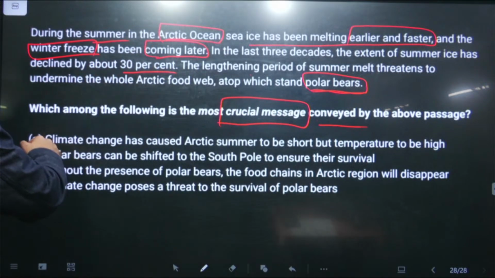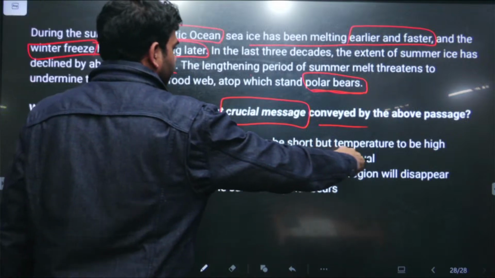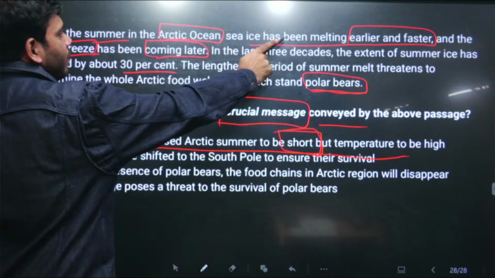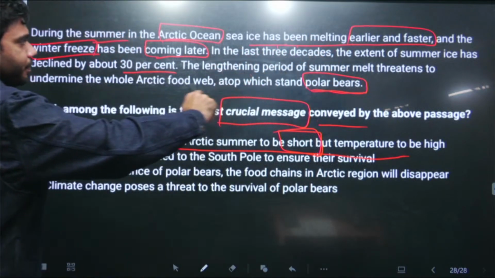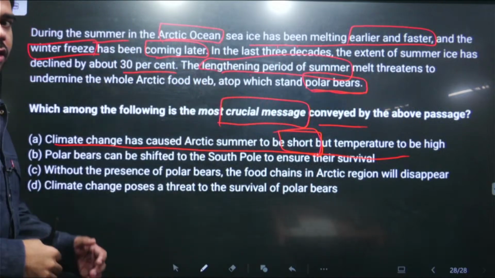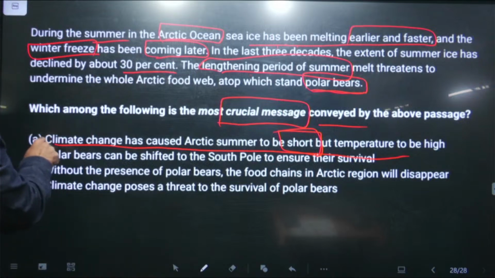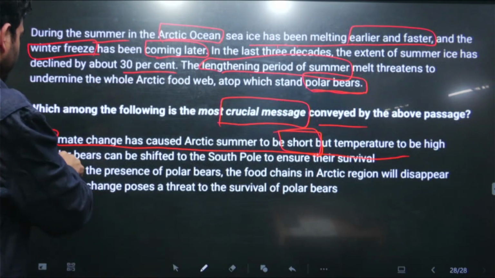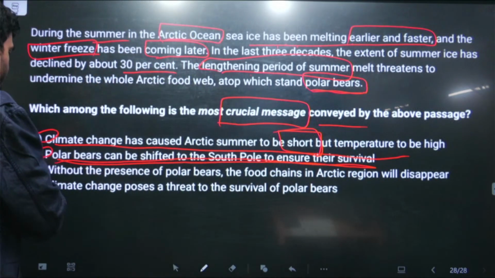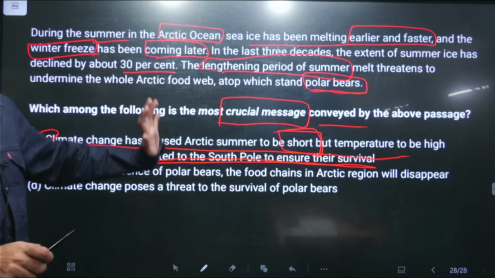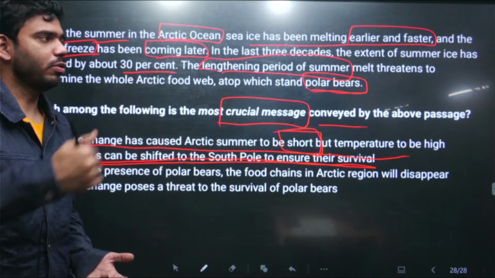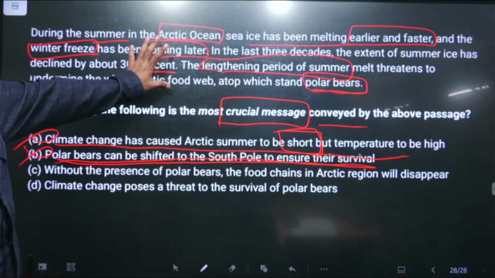So first is saying climate change has caused Arctic summer to be short and temperature to be high. Very carefully, short is written here, and it was clearly written that the length of the summer period is getting prolonged. So statement 1 is clearly wrong. Second is saying polar bears can be shifted to the South Pole to ensure their survival. This was not said anywhere. Nowhere in the paragraph has it been mentioned that we have to resettle or rehabilitate the polar bear from the northern pole to the southern pole. This kind of idea has not been put in the paragraph.